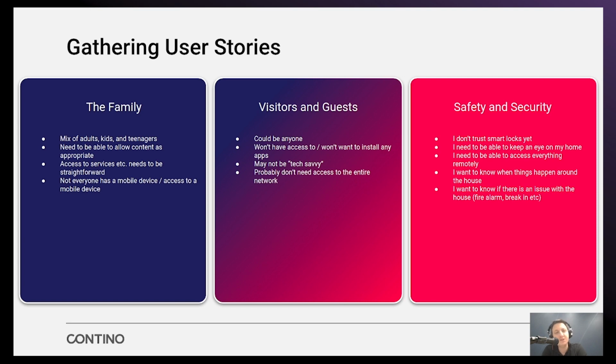And that kind of brings us on to the next thing about visitors and guests. So this could be anyone. It could be in-laws, grandparents, it could be babysitters, it could be builders, it could be delivery people.